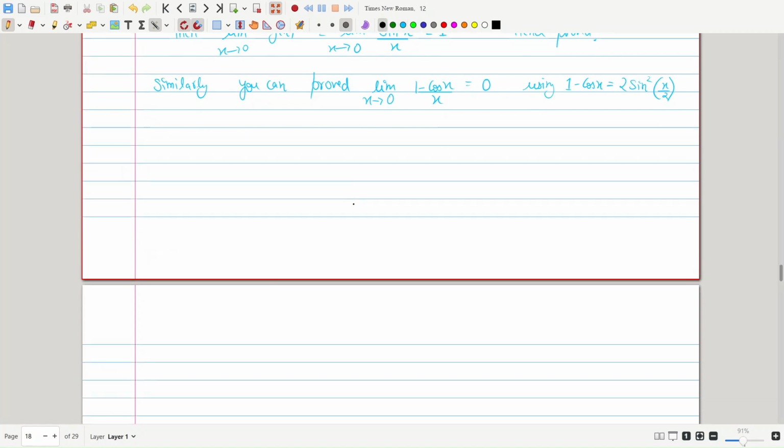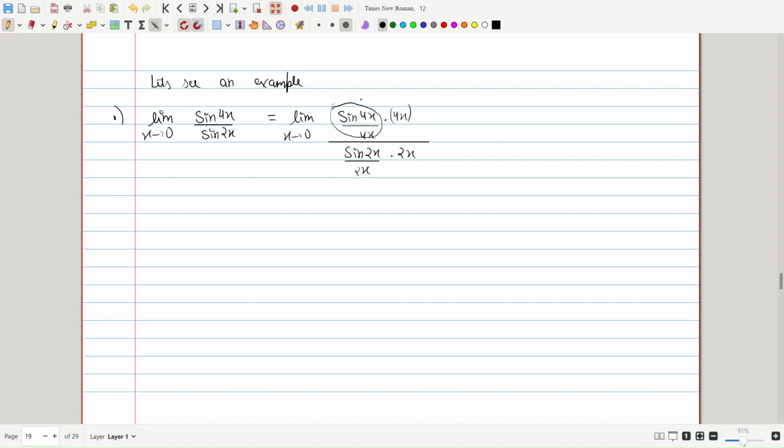Now let's try some examples. Limit x tending to 0 of sin 4x divided by sin 2x. So we simply divide and multiply the numerator by 4x and the denominator by 2x. These values become 1 and we are left with 4x by 2x, which simply gives us 2.